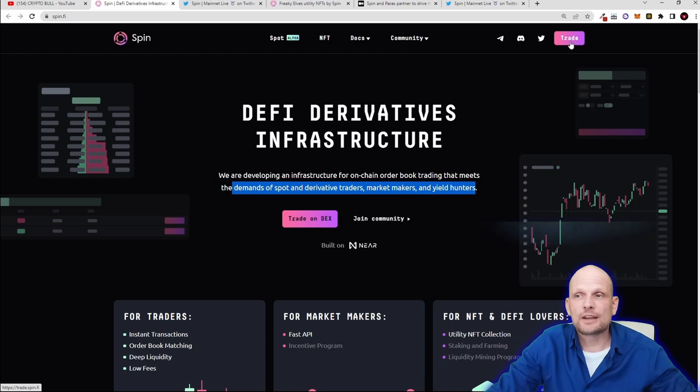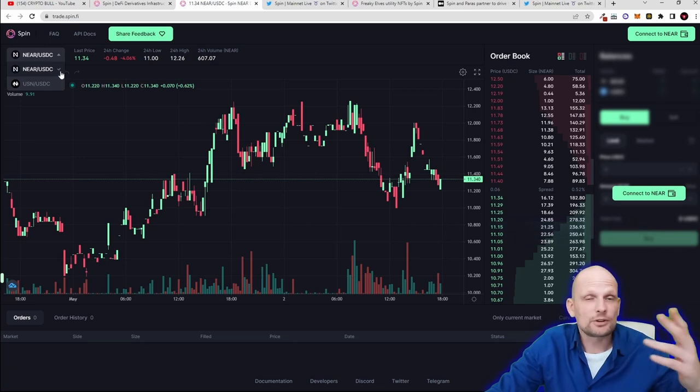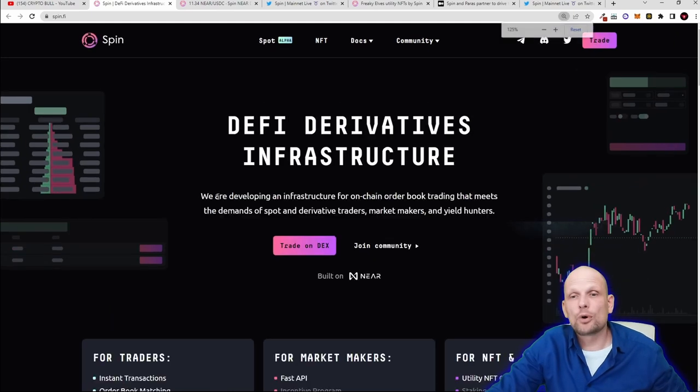If you click here on trade, you can see that the user experience is exactly the same as with centralized exchanges. This is a totally different looking trading platform where you can do spot trading and futures trading. Currently they have implemented only one pair, which is Near USDC, but in future they are planning to add more different cryptocurrency pairs for trading, so people can come in and trade. And as you can see, connect to Near, you can connect your Near wallet and you can interact with this exchange straight away.